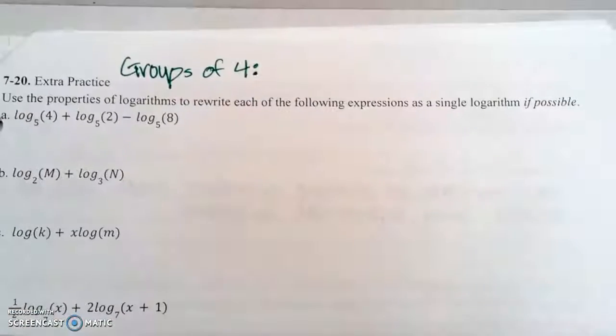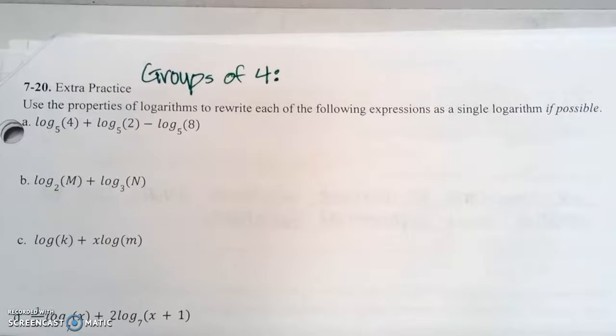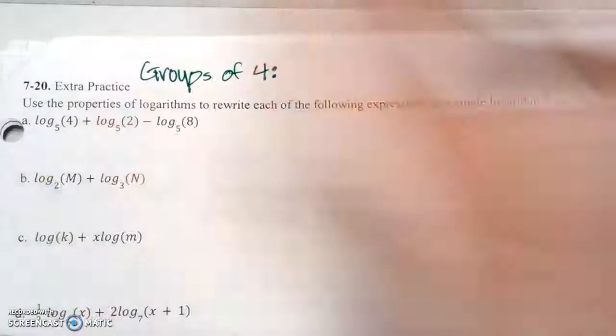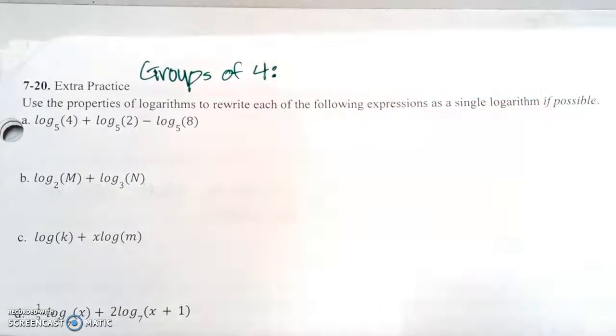All right. Flip over to page 7. Top of page 7. Problem number 20 is your practice. So in your groups of 4, you're going to use your properties of logarithms to rewrite each of the following expressions as a single logarithm. So we've got them expanded over here. They want you to condense it down to one single logarithm. If they all have the same base, you're good to go. If they don't all have the same base, you're just going to say no solution or not solvable or can't do it, whatever word you can think of.